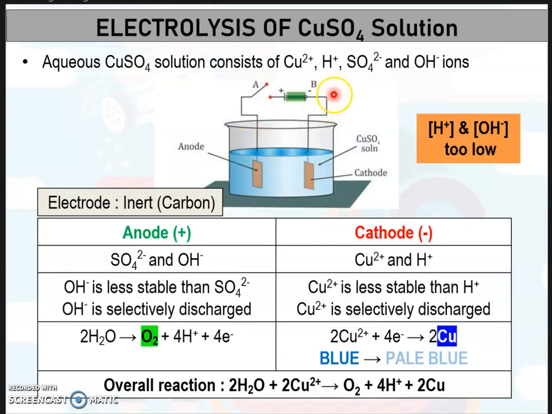And this is for copper sulfate solution, aqueous copper sulfate. When we call it a solution, not molten, when molten it's only copper 2 plus and sulfate 2 minus ions. But for solution, we mix with water, so we have hydrogen and hydroxide ions. We need to consider those species as well. The electrode used is the carbon electrode.